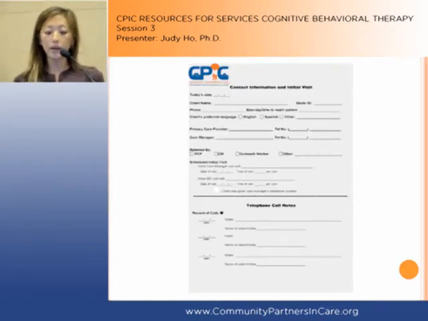Form A is the Therapist Contact Information and Initial Visit form. This is a one-page form that gives you basic information about the client, their phone number, best time to reach them, their preferred language, who their primary care provider is, and who their care manager is. And there's also a space here for your telephone call notes. When you're calling the client to schedule your first session or to do a brief intake on the phone, you can put your notes here. And all of this is in a very compact one-page form. This is Form A, again, the Therapist Contact Information Initial Visit and Telephone Call Notes form.